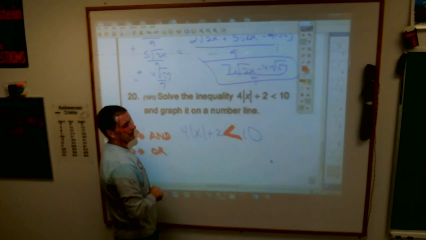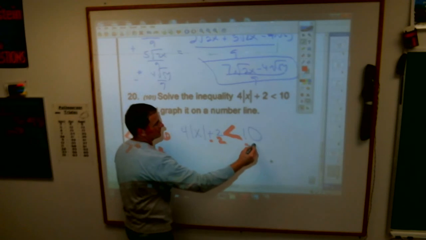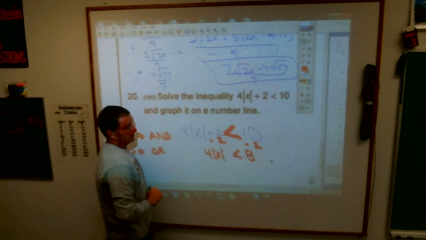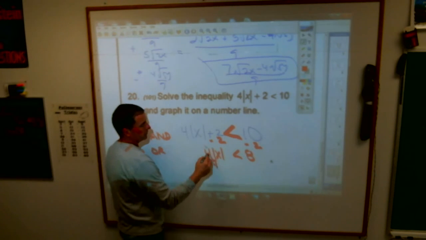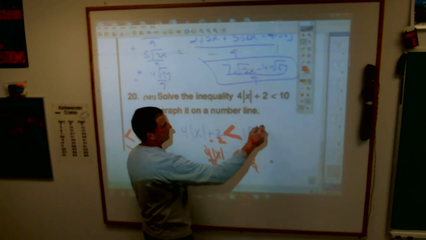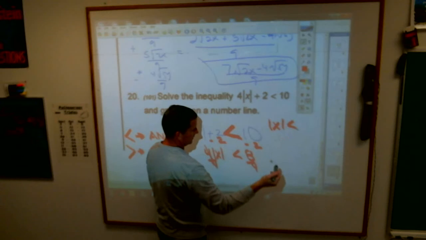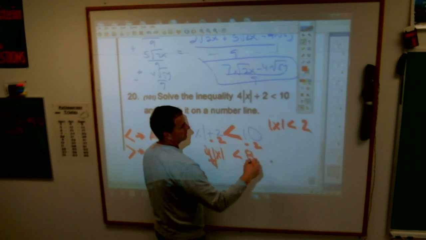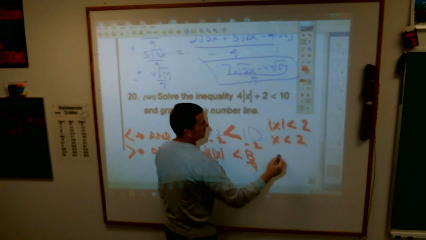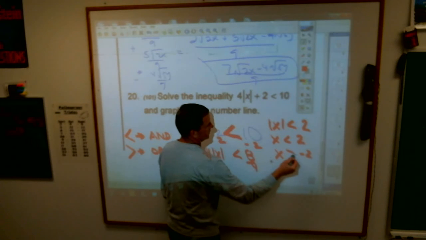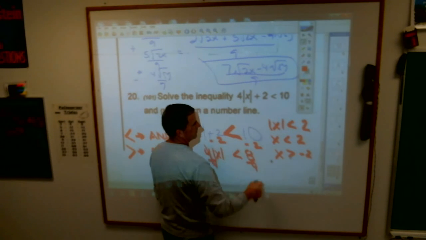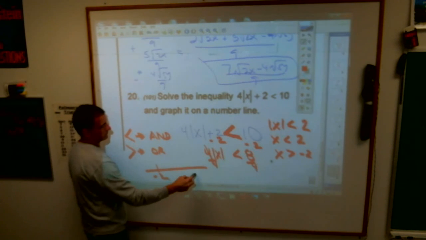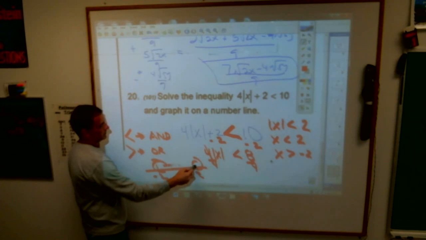Isolate the absolute value sign. And you do that first of all by subtracting 2, which gives you 8. Then we still need to divide by 4, which gives you 2. So the absolute value of x is less than 2. Remember, you keep this, you change the 2 to a negative, and you also change the sign. X has to be less than 2 and greater than -2. No equal signs or equal.